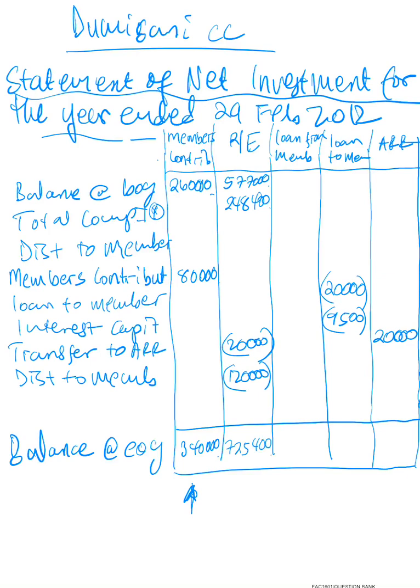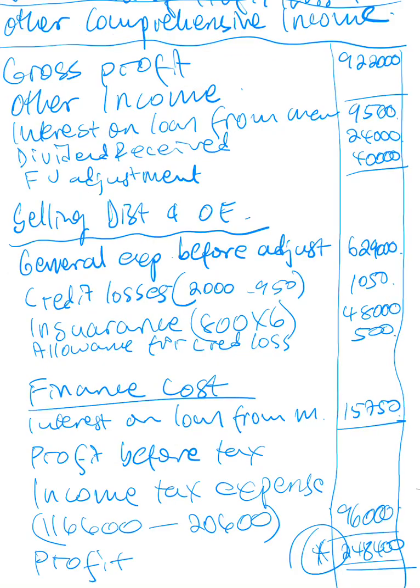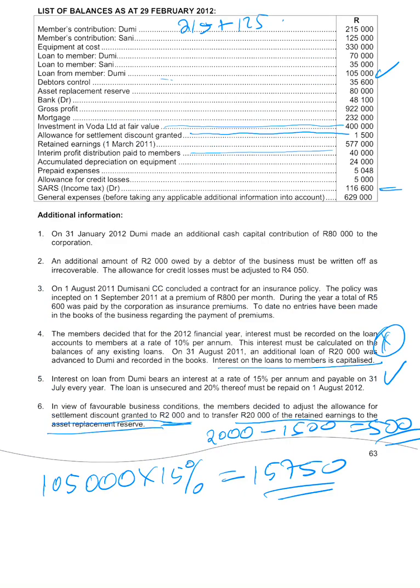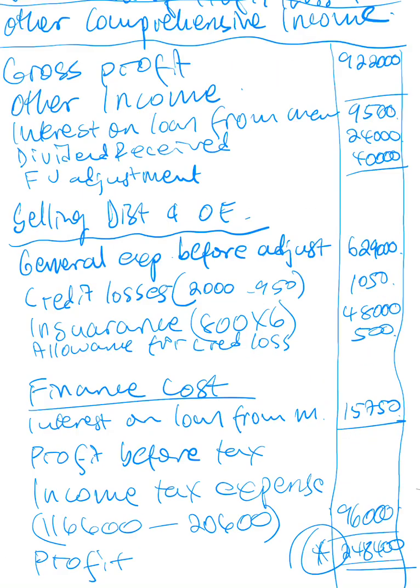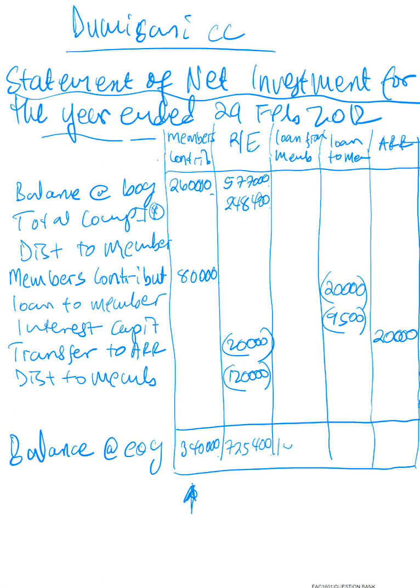725,400. Loan from members at the end of the year. The loan from member, which is due, is 105,000. So it did not change. It's 105. Nothing happened during the year, so we put 105,000 there. Are we together?